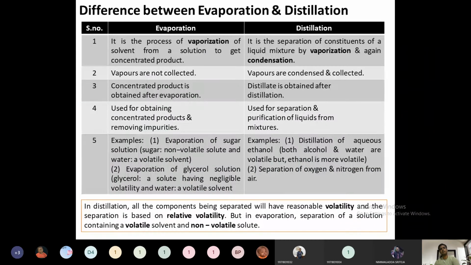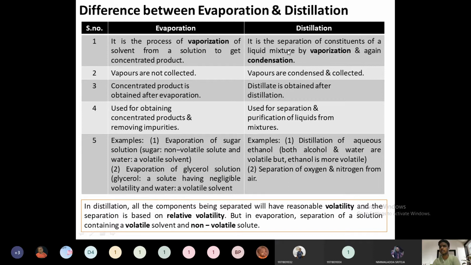For the application, then evaporation. I already said what evaporation is. The difference between evaporation and distillation: both are vaporization operations only. Evaporation is the process of vaporization of a solvent from a solution to get a concentrated product. So vaporization is the main mechanism in evaporation also.